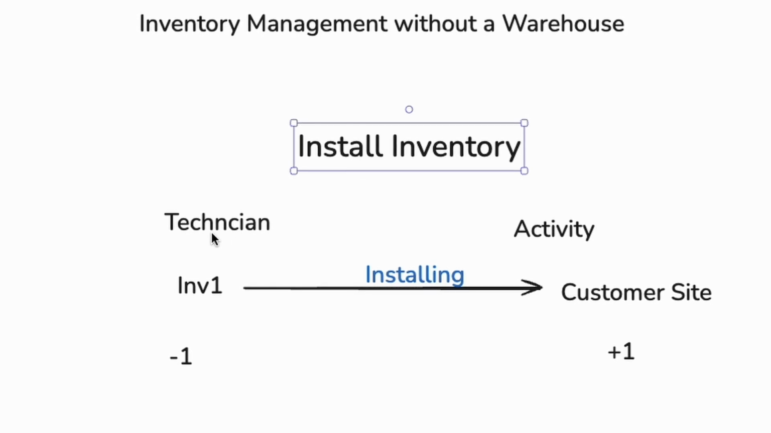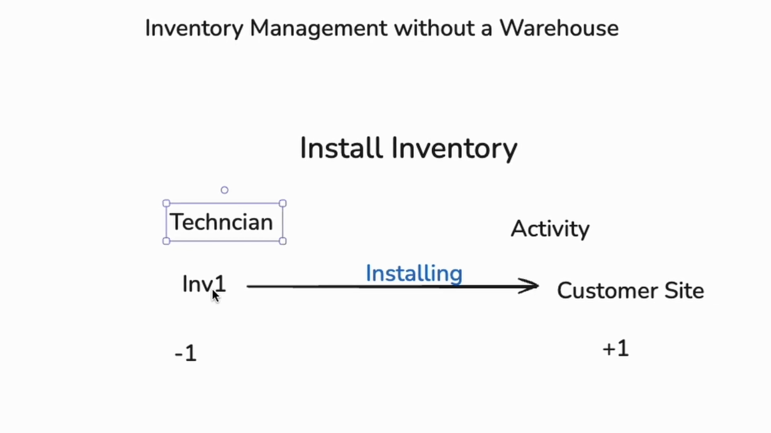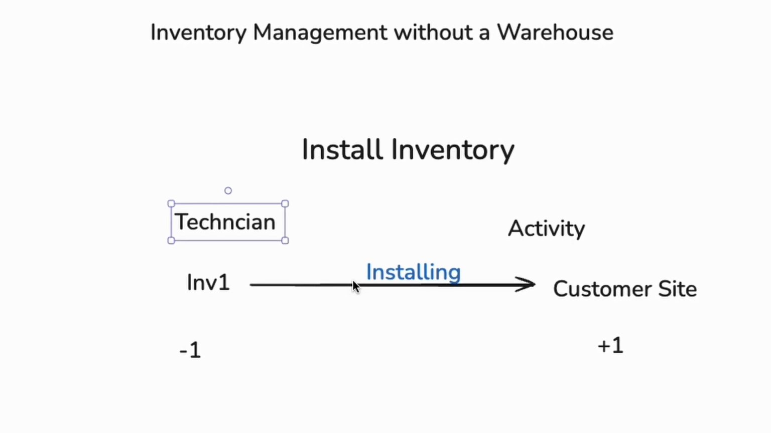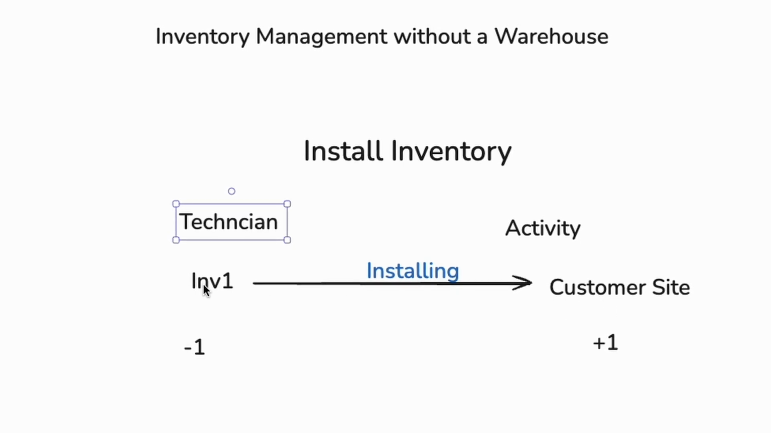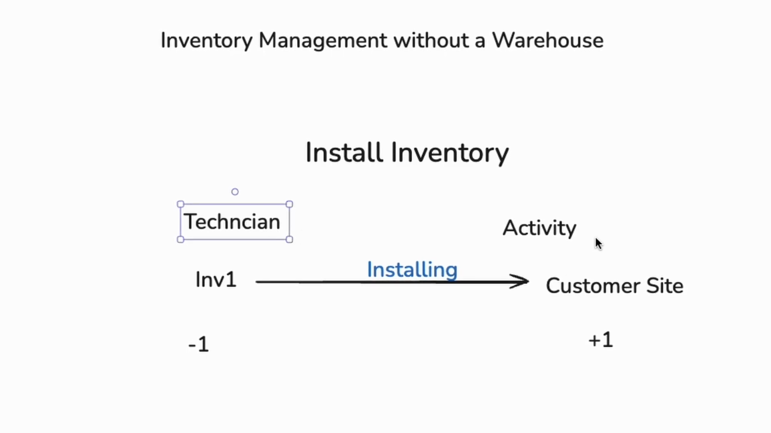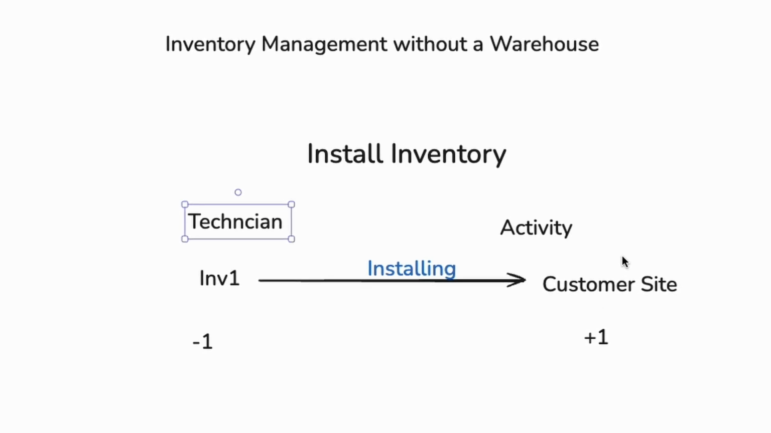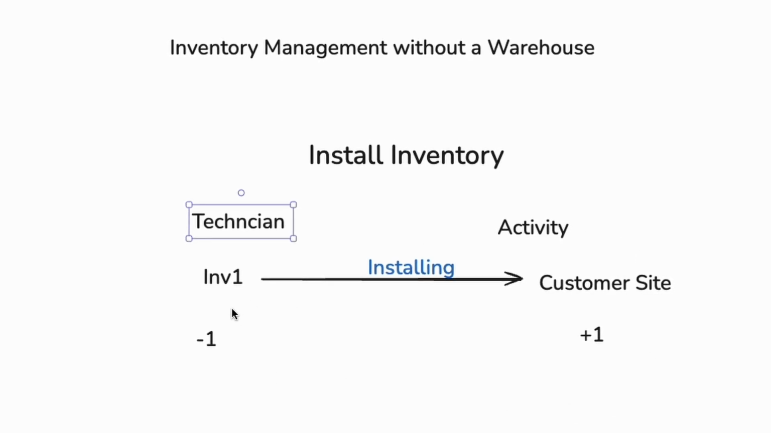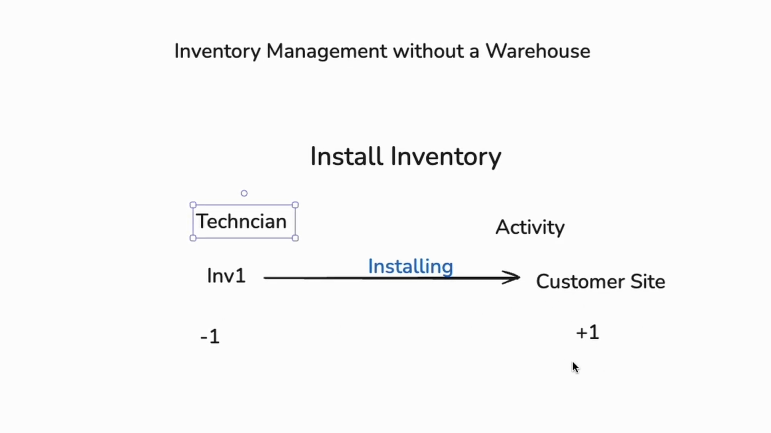Installed inventory. Suppose there is a technician. He has inventory 1 in his technician trunk. The technician reached a site, a customer site, for an activity, and he installed an inventory on the customer site. So now this inventory 1 will be reduced from the technician trunk and will be added to the activity as installed inventory. It will be automatically taken care of by Oracle Field Service. So inventory will be reduced from the technician on installation and will be added at the activity level, activity inventory.